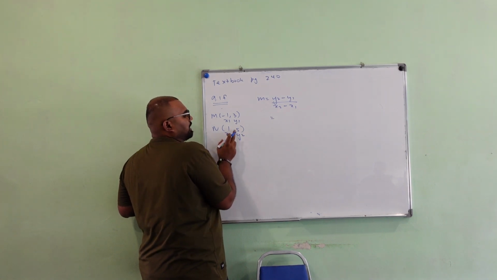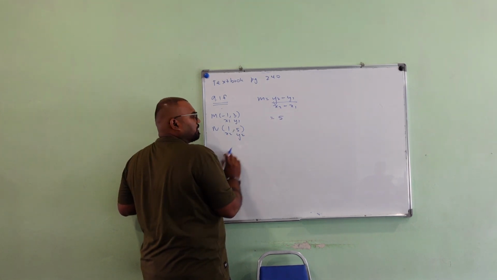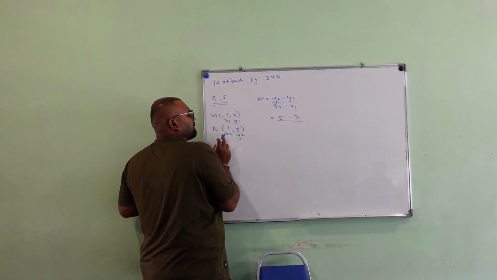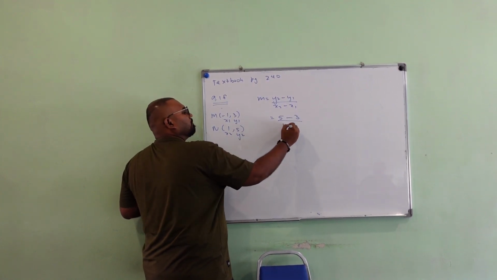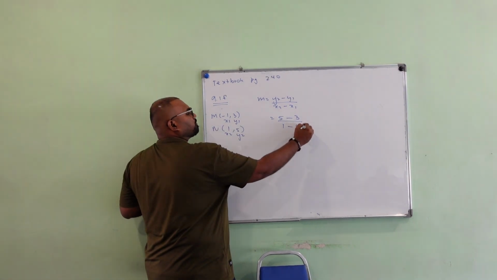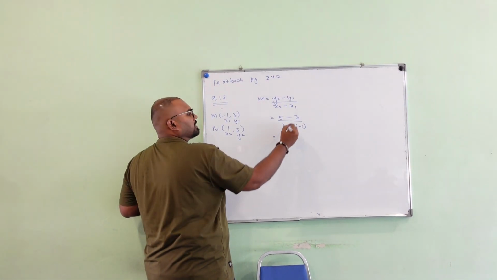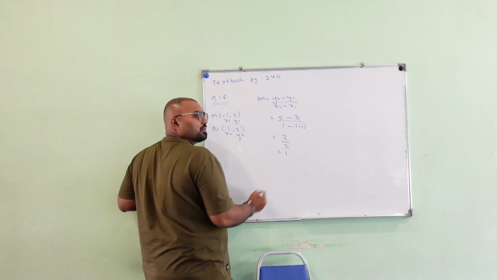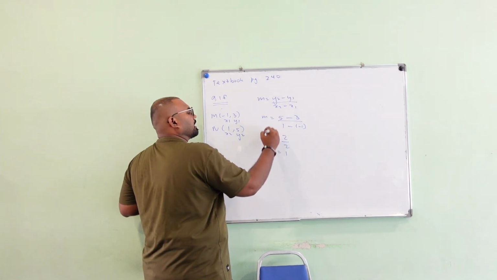So our y2 is 5. So put 5. Minus y1, which is 3. Over x2, which is 1. Minus x1, which is negative 1. Clear? 5 minus 3, 2. 1 minus negative 1, we get 2 also. So 2 over 2, we get 1. So this one is the gradient.